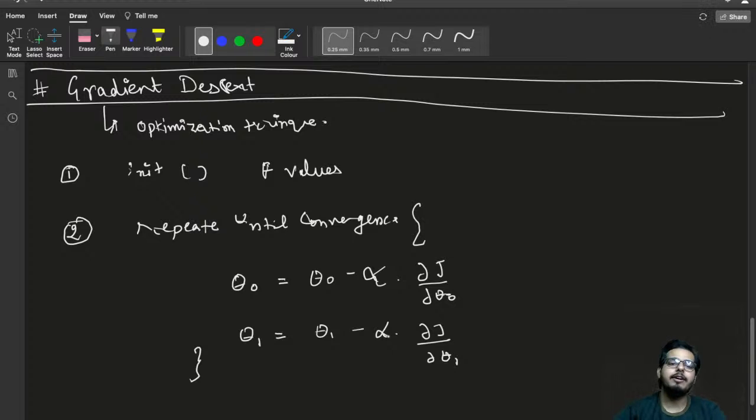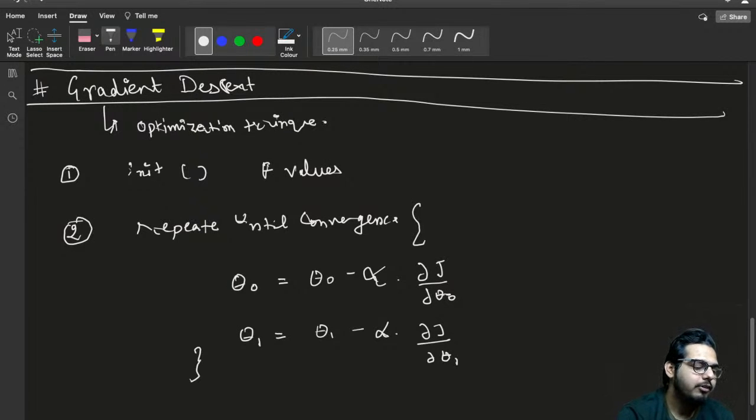Okay, so let's revise it again. What is gradient descent? It is an optimization algorithm or optimization technique. For example, if I want to minimize any function, let's not call it a loss function, any function, I can use the gradient descent algorithm to minimize or optimize that function, right?